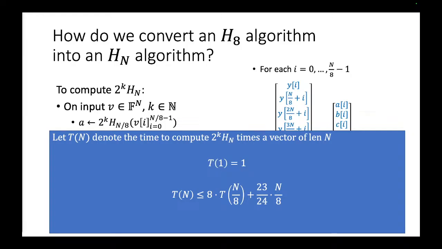But beyond that, for T(n), you make 8 recursive calls of size n over 8, plus 23 over 24 times n over 8 for doing this 8 by 8 Walsh-Hadamard transform over here. And it indeed solves to 23 over 24 n log n, like I promised you. All right, so that's the algorithm.